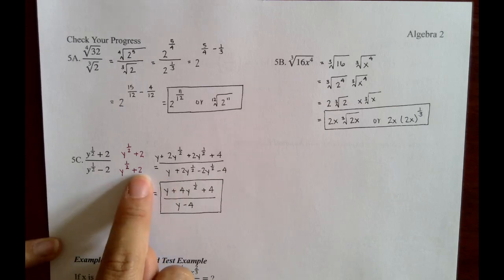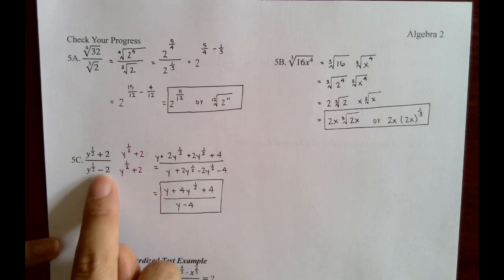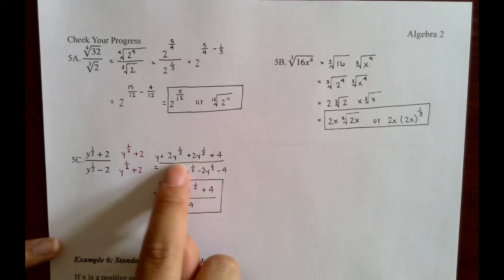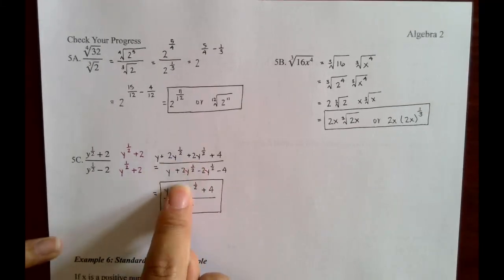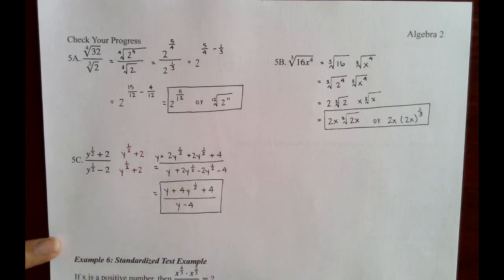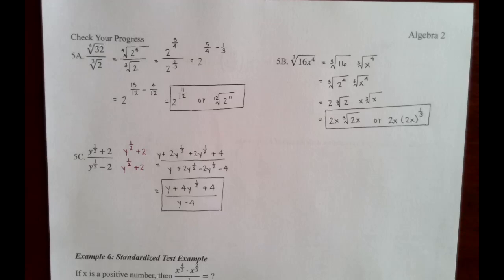Then 2y 1/2 minus 2y 1/2, and then this is minus 4. Then I just combined like terms, so since I have 2 of them and 2 more, that becomes the 4 of them. And then these cancel, leaving me with just y minus 4. Okay? Okay, moving on to our last example.